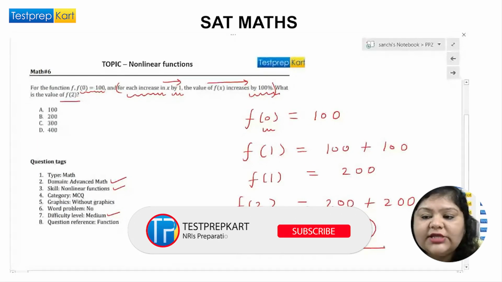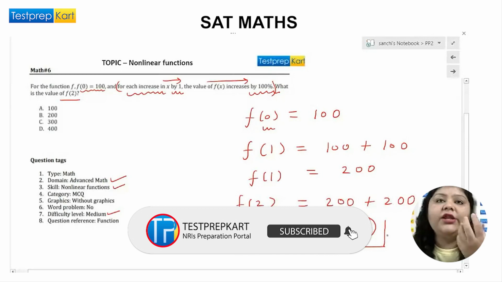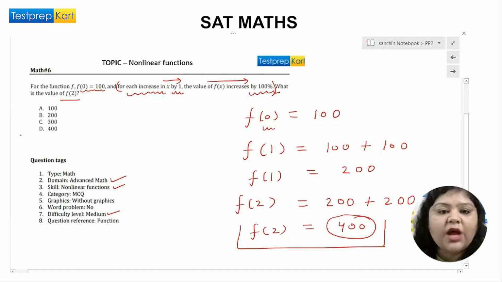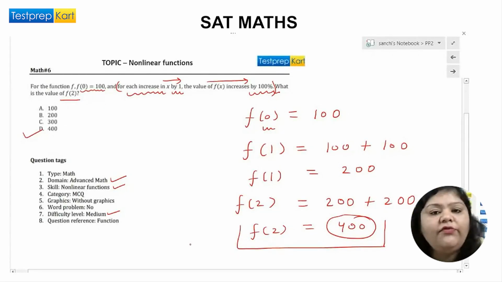As I said, because it is asking for a very small value of x, there is no need to form your complete function of x. Just mark option D as the correct one because this is the exact value of f of 2. I hope this easy, medium question number 6 is clear to you.